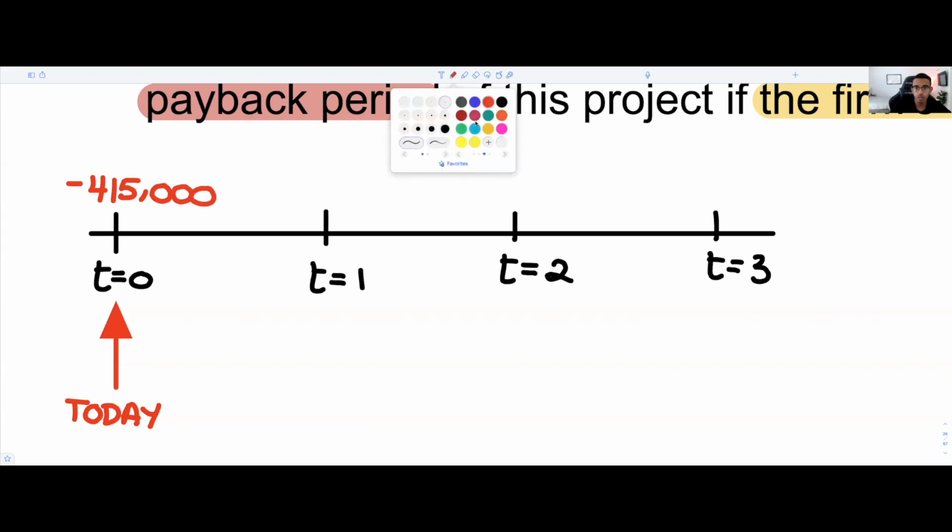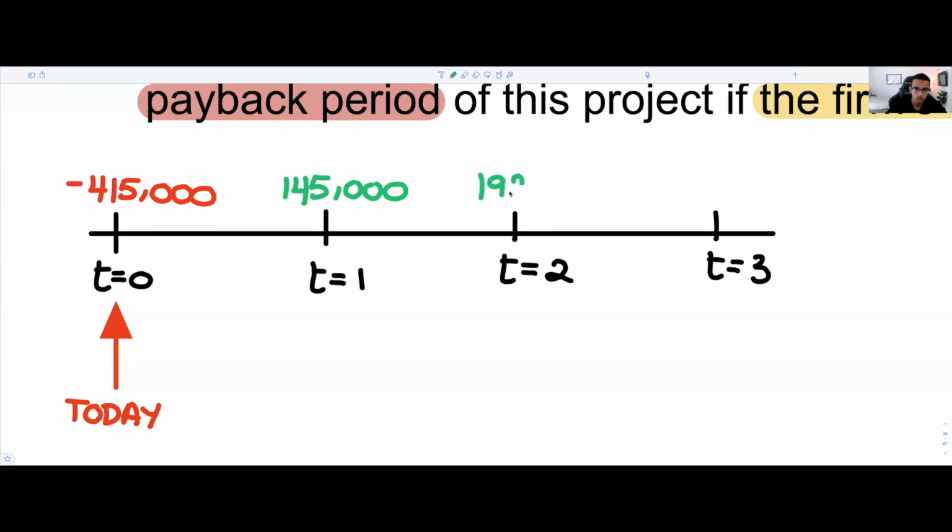And I could put this in green because these are cash inflows. We're going to have $145,000 at year 1. We'd have $192,500 at year 2.